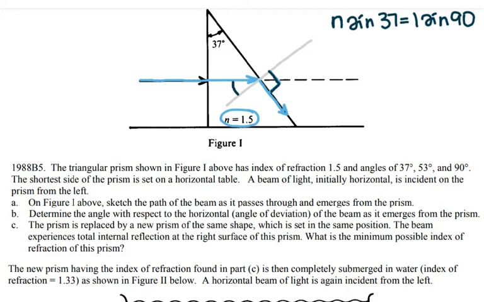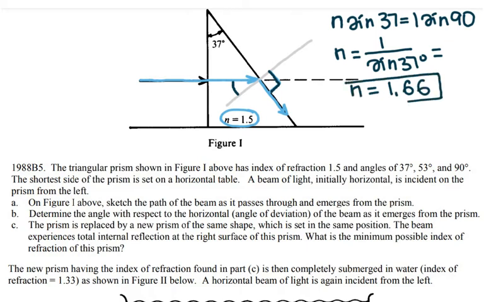So I have the new index of refraction is equal to 1 times sine of 90, which is 1 as well, divided by sine of 37 degrees, and that will give me 1.66. So the new index of refraction of the new prism is 1.66.